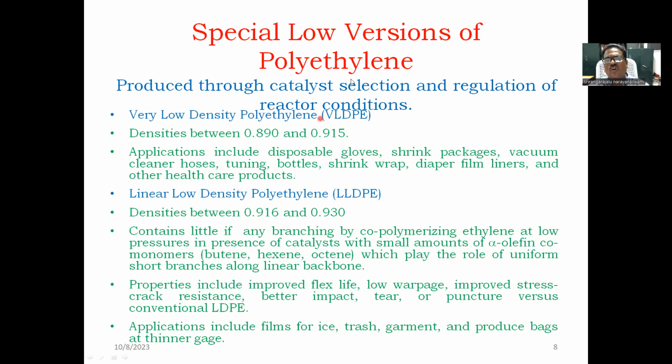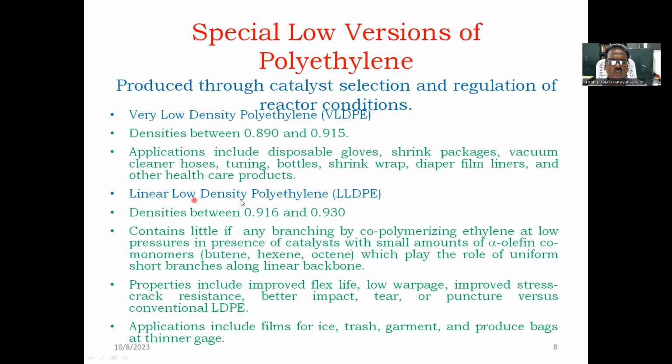A special version of polyethylene is produced through catalyst selection and regulation of reactor conditions. Very low density polyethylene, VLDPE, has densities between 0.890 and 0.915. Applications include disposable gloves, shrink packages, vacuum cleaner hoses, tubing, bottles, shrink wrap, diaper film liners, and other healthcare products.